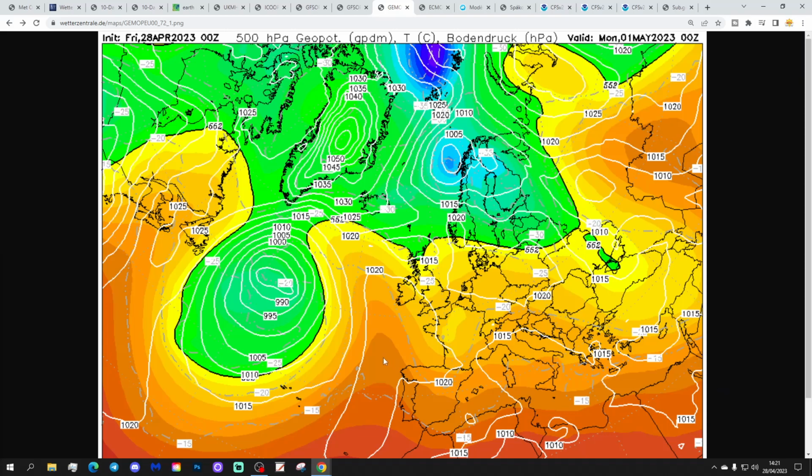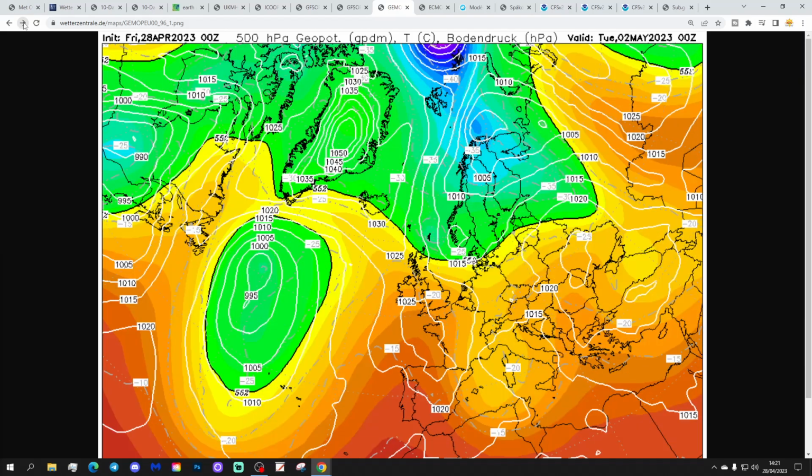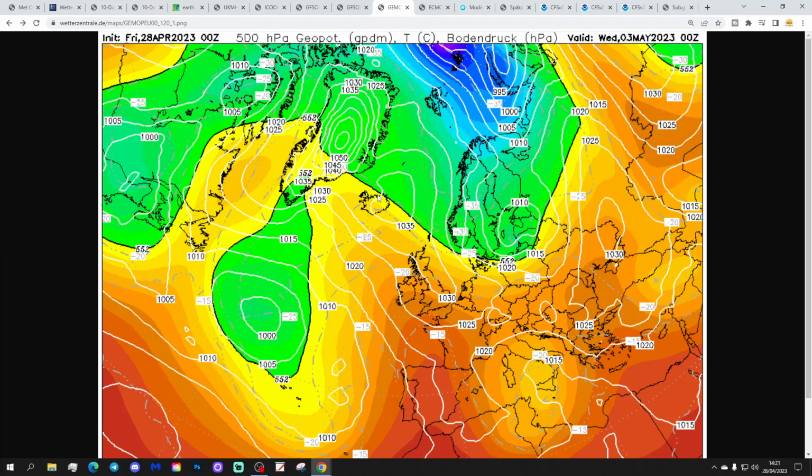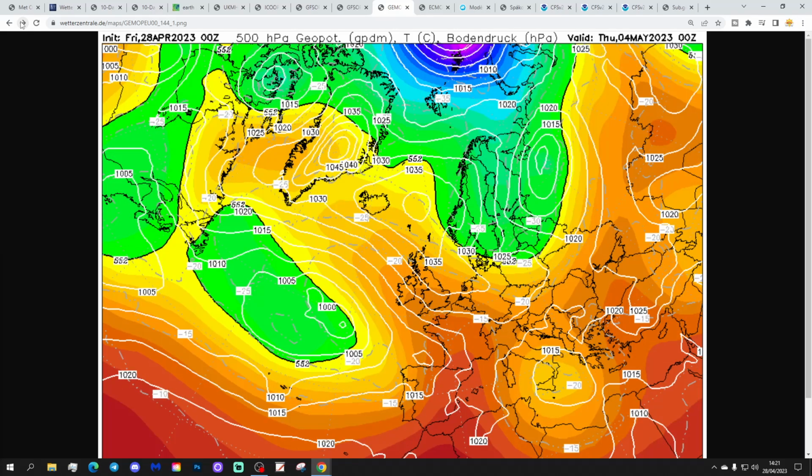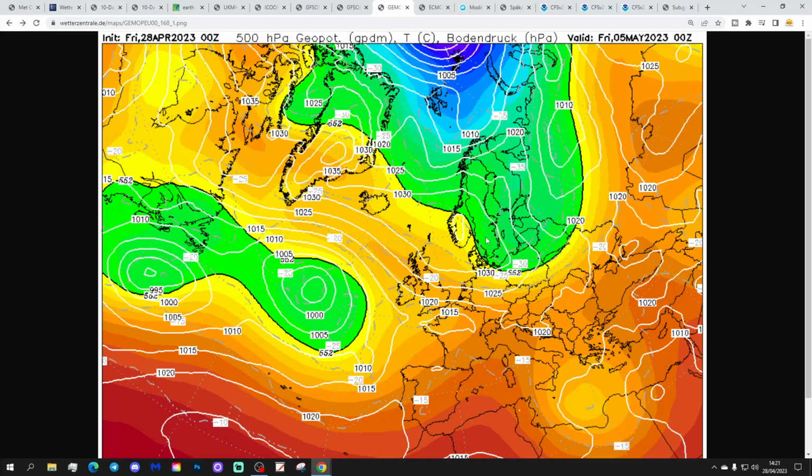Right, the GEM, again with that high pressure ridging up, or trying to ridge up, from the southwest on Bank Holiday Monday, but it's not really until Tuesday and Wednesday that we strengthen the ridge into an area of high pressure. And then we go on into the second half of next week, with high pressure trying to stand its ground, but low pressure attempting to come in from off the Atlantic.